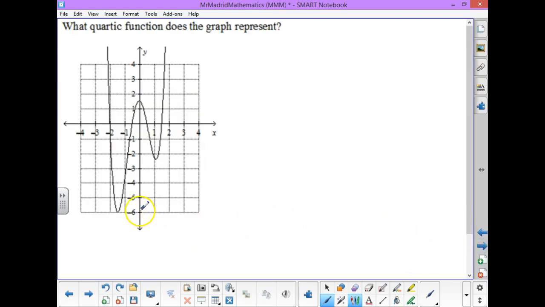Let's look at this last one. What quartic function does the graph represent? Alright, there's different approaches to this one. So, what can we do here? Well, they're calling it a quartic function, so this is a degree 4, there must be 4 zeros, and luckily they're all real. Apparently none are imaginary.